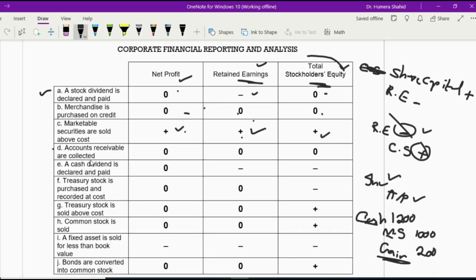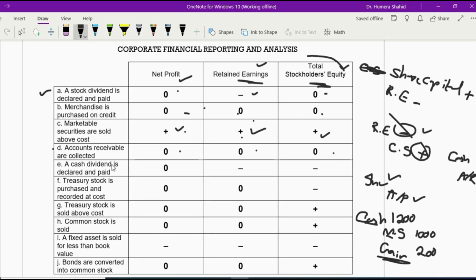Point number 4, accounts receivable are collected. When you collect the accounts receivable, the journal entry to record this is you debit the cash and you credit accounts receivable. Both of them are asset accounts. So no effect on profit, no effect on retained earnings, no effect on equity.